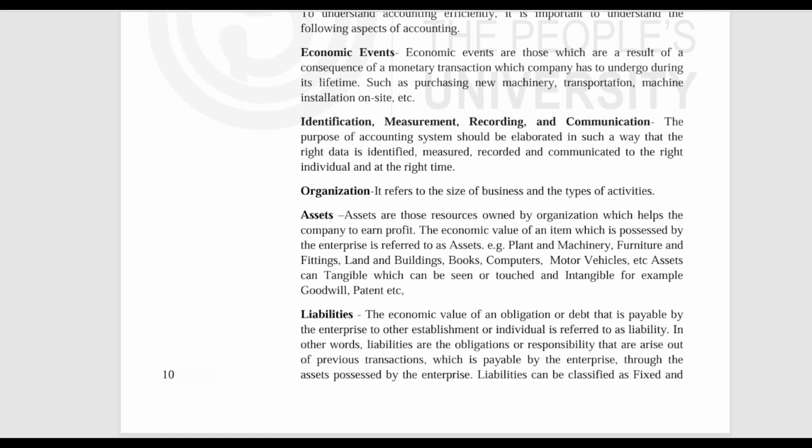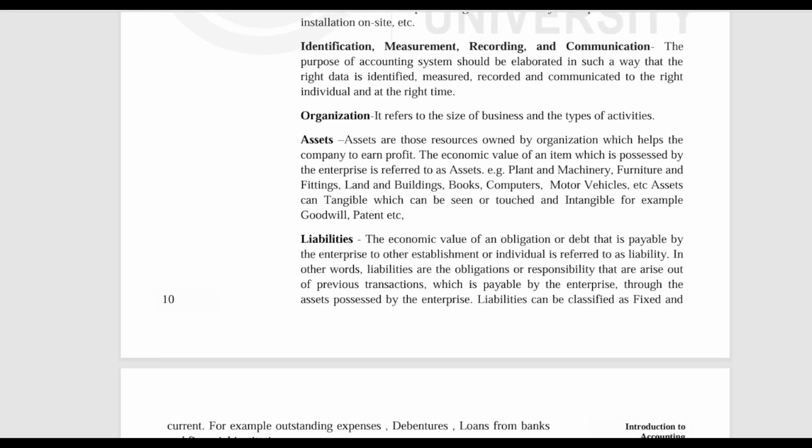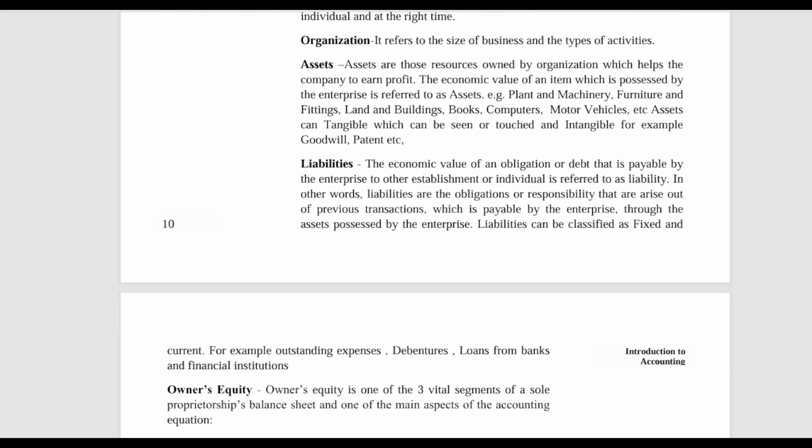And the next is identification, measurement, recording, and communication. The purpose of accounting system should be elaborated in such a way that the right data is identified, measured, recorded, and communicated to the right individual and at the right time. And organization, it refers to the size of business and the type of activity.